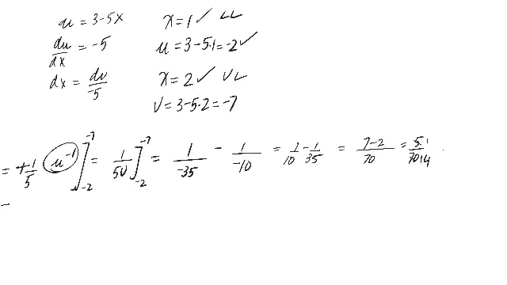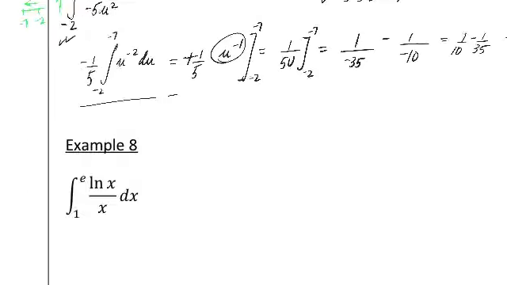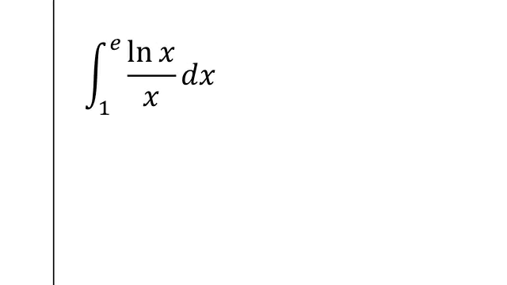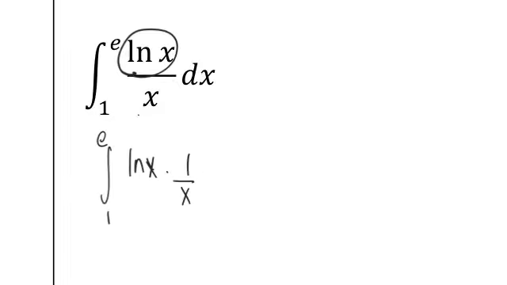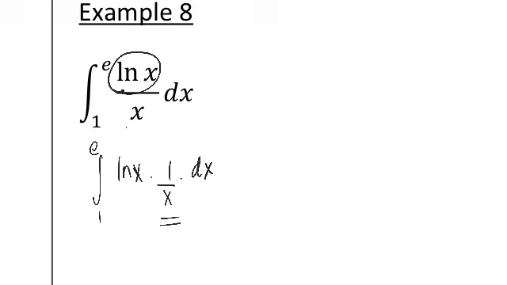That's my final answer. Okay, let's take a look at this guy. So here again, it's one of those where you don't really see an obvious composite function, but you do see an ln x, and you do see its derivative, right? Remember this, look, this is written like this, but it means the same as ln x times 1 over x times dx, right?